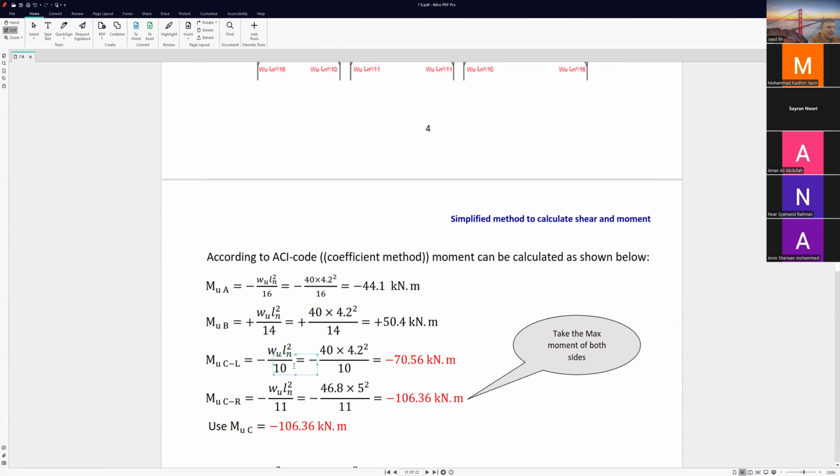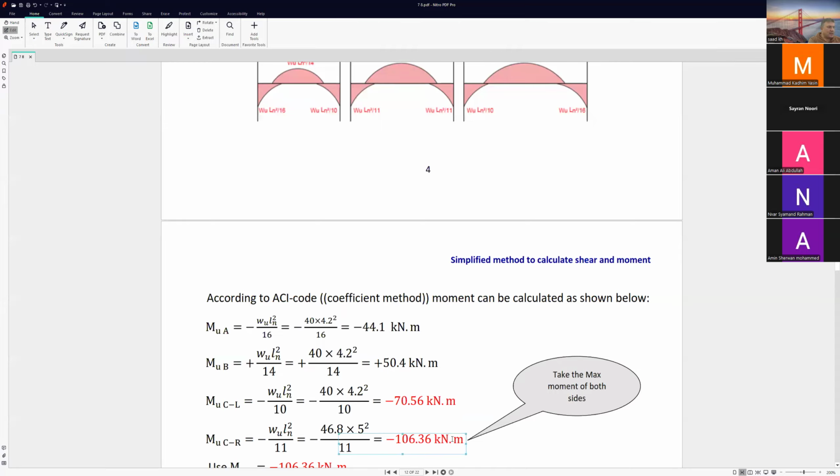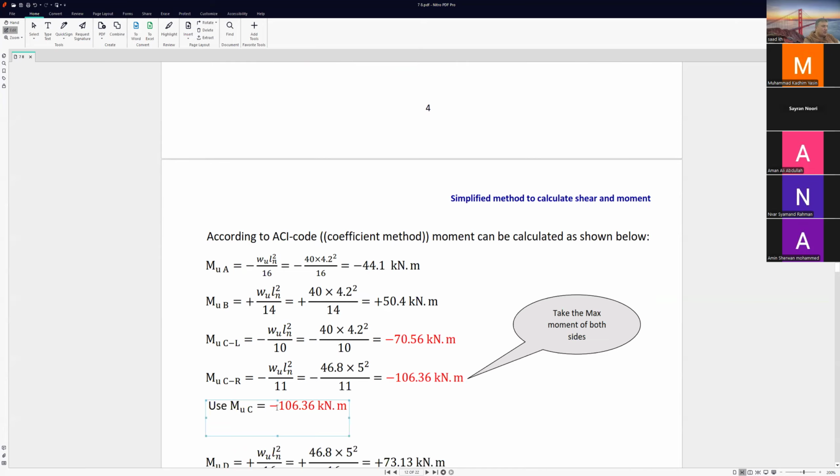MUC left, this is the first one, and MUC right, which is the right one, minus 106.36 kilonewton. Now which one should we take here? We should take the maximum moment, which is 106, of both sides. This is the MU at C. We should take the moment of the maximum one.